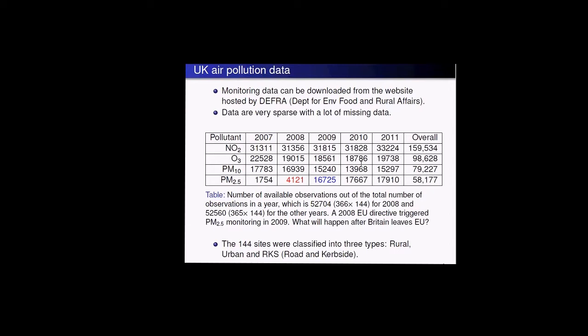What you see here is that the regulations for PM2.5 came from an EU directive in 2008. That's why I commented on what will happen after Britain leaves the EU. I hope the monitoring continues. These 144 sites were classified into three types: rural, urban, and road and kerb sites.